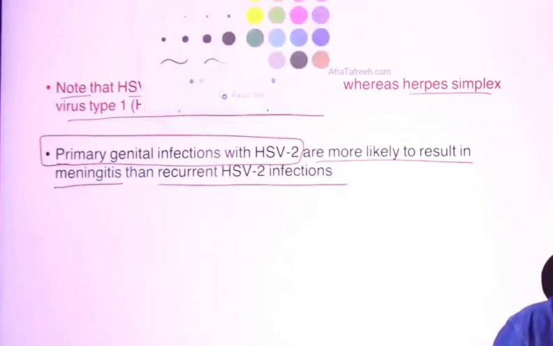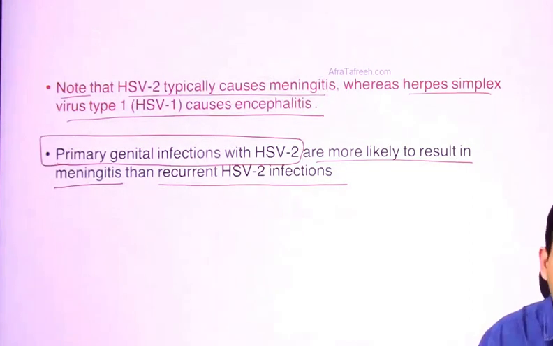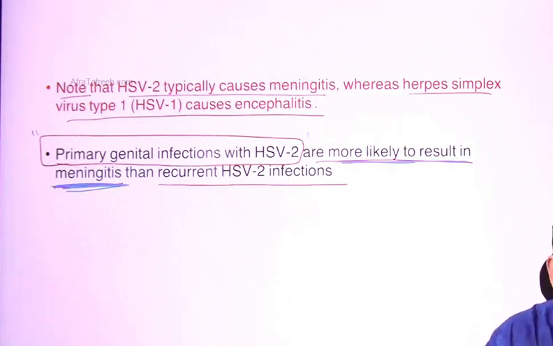I will tell you again. What the author wants to say here is that primary genital infections with HSV2 are more likely to result in meningitis rather than recurrent HSV2 infection. Because herpes is that sort of virus which causes recurrent infections. And it is not mandatory that it always causes genital infections first and only then meningitis.